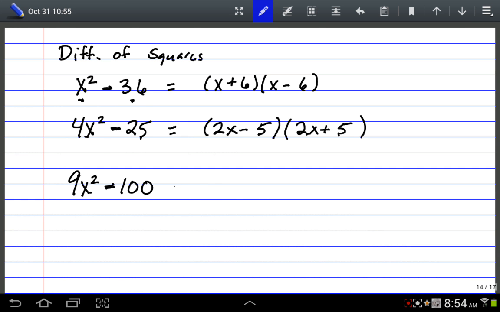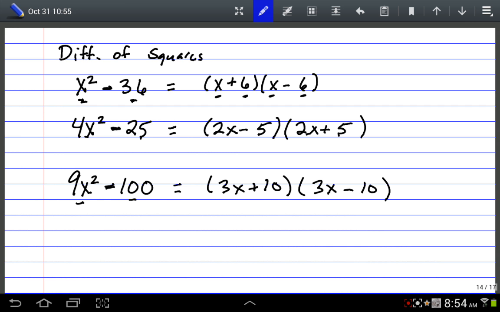Now, let's do one more here, and then we're going to look at identifying all these. 9x squared minus 100. The square root here would be 3x. The square root here would be 10. So we'll have 3x and 10, and 3x and 10. One is plus, one is minus. And notice, if we did first and last on all these, we would just get these back, because that's how we multiply out conjugates. So that's how you factor a difference of squares.